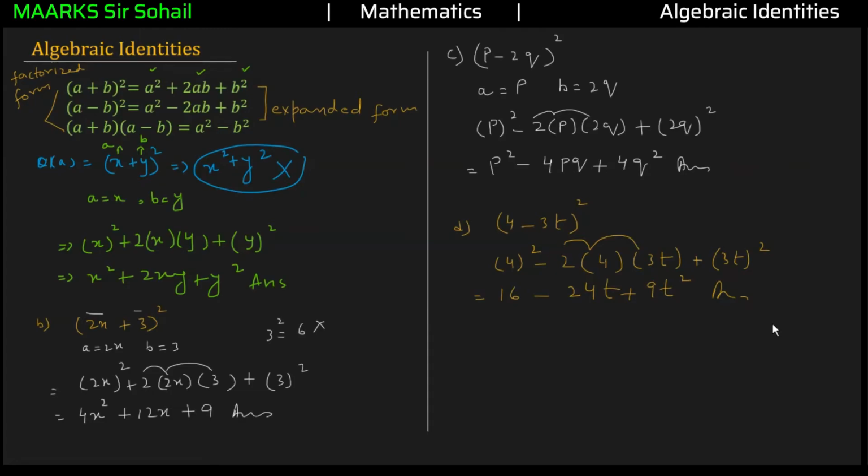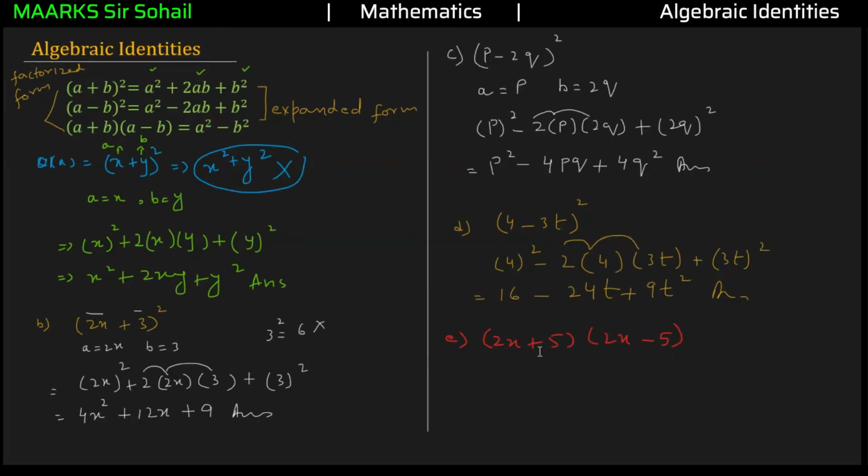The third identity, now the question is 2x plus 5 and 2x minus 5. Now the third identity is the easiest one, because most of the time when two terms are written, the first term is the same, and you see here the first term 2x is same and the second term 5 is same. The only difference is the sign. One is plus and one is minus.